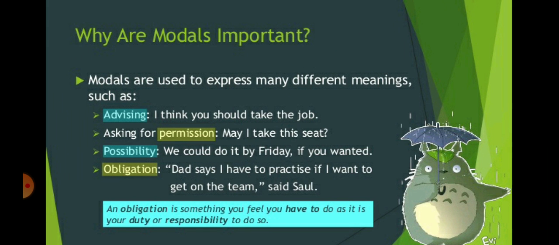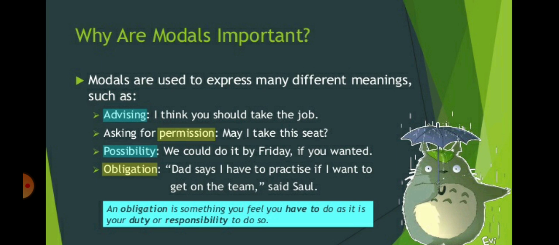Now, let us try to understand why modals are important. Modals are used to express many different meanings, such as advising. It means modals are used for seeking advice. I think you should take the job. Now, come to the second, asking for permission. May I take this seat? That is seeking permission. Possibility: we could do it by Friday if you wanted. Now, that shows the possibility.